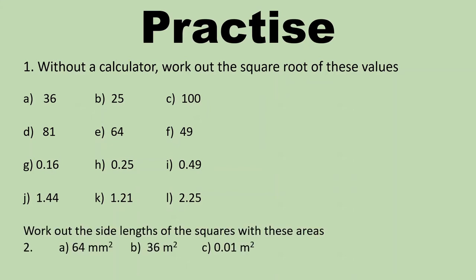For question 2, I want you to work out the side lengths of squares that would have these areas. Basically, I'm asking you what length was multiplied by itself to give these answers.